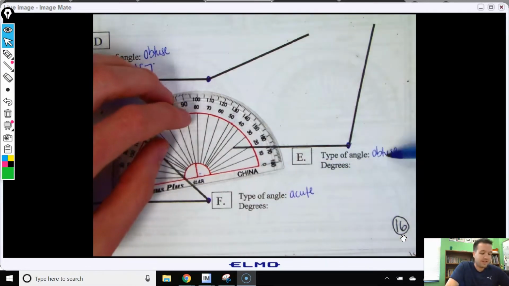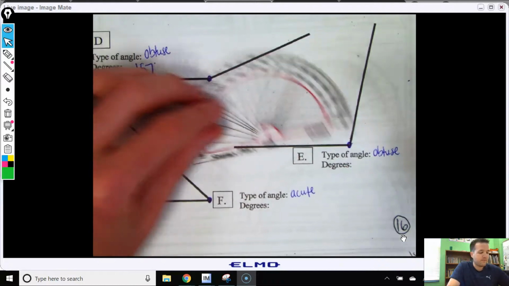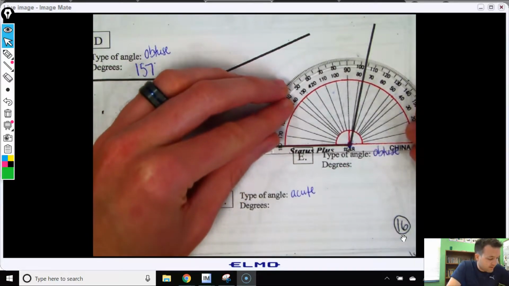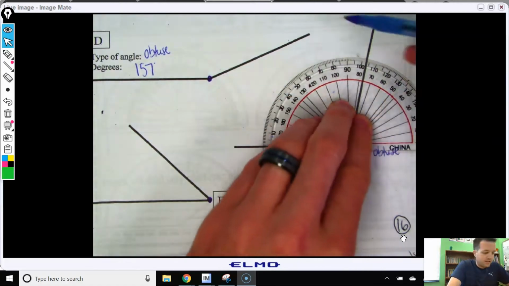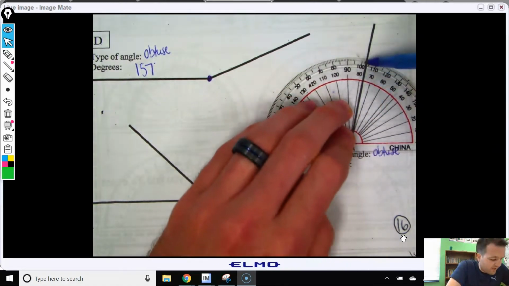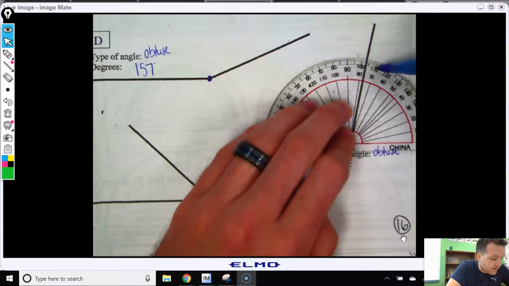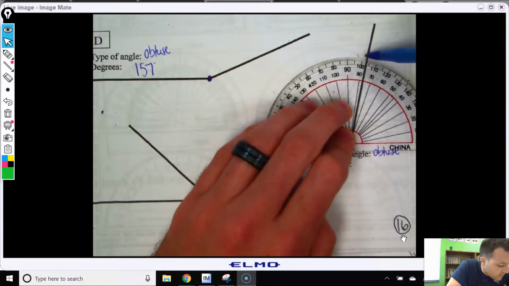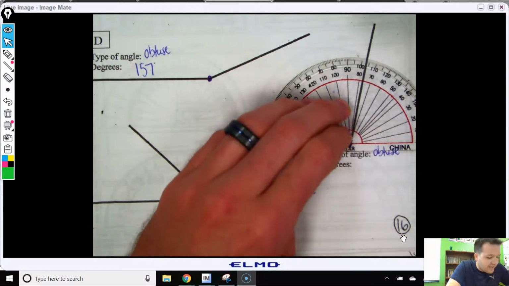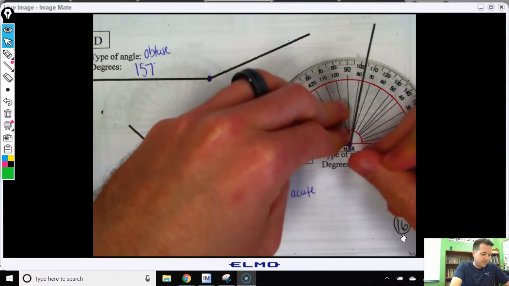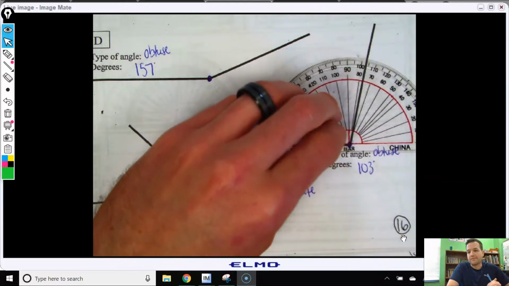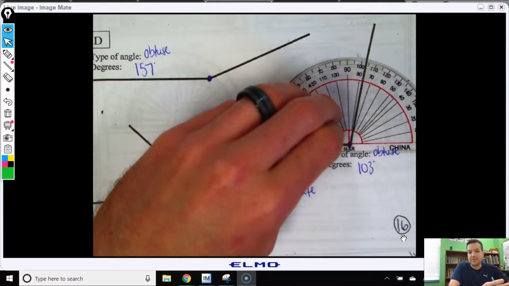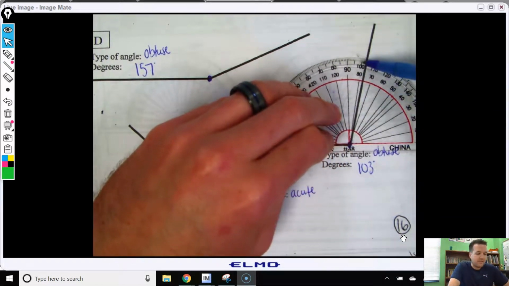Letter E, obtuse angle. Put on the vertex, lining up my bottom ray. Since it's obtuse, I'm looking at in between 100 and 110. 100, 101, 102, 103 degrees is what I'm getting here. So again, you get 5 degrees above, 5 degrees below, or maybe you got exactly what I did, 103. Obviously, your measurement has to be in between 100 and 110.